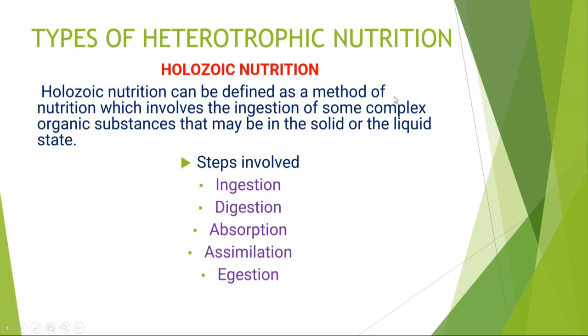Holozoic nutrition can be defined as a method of nutrition which involves the ingestion of complex organic substances that may be in the solid or the liquid state. The steps involved in extracting nutrition by holozoic animals are ingestion, digestion, absorption, assimilation, and egestion.